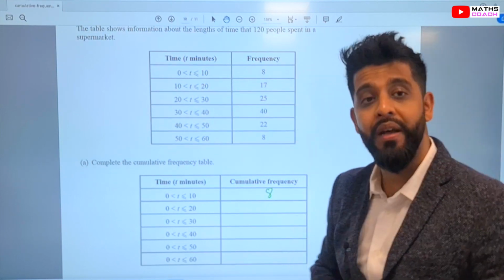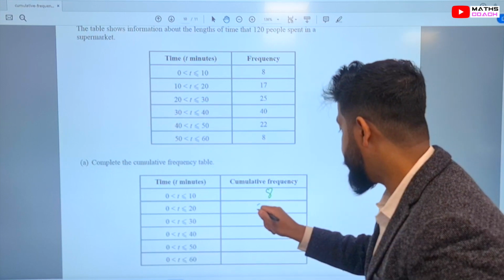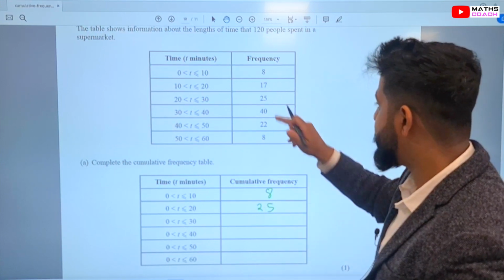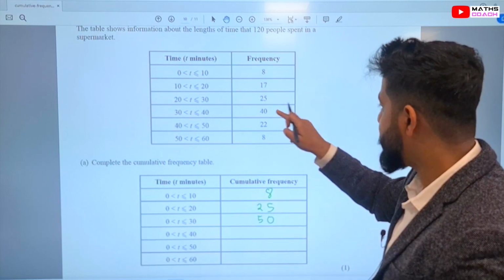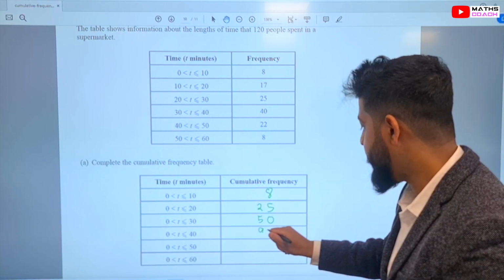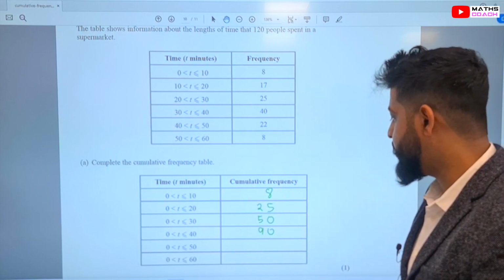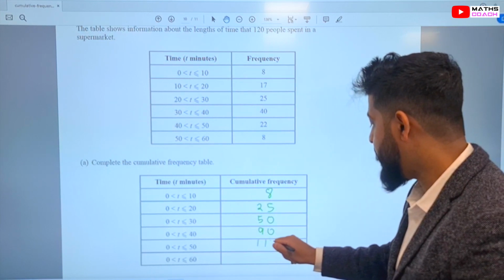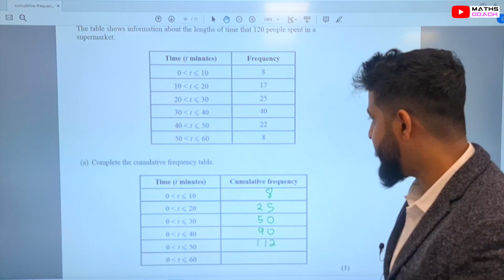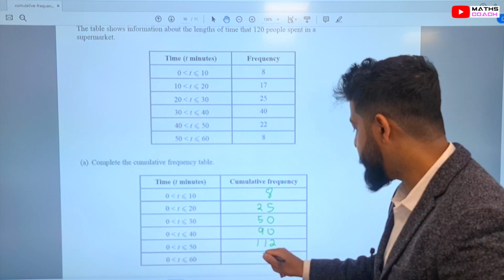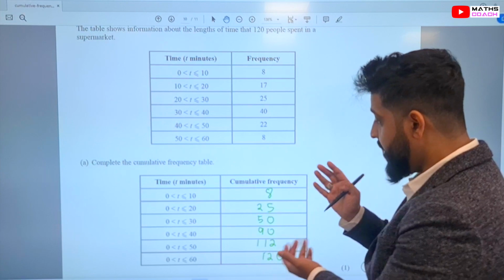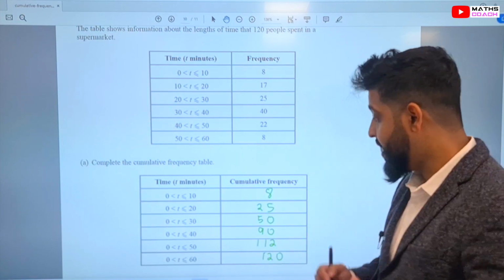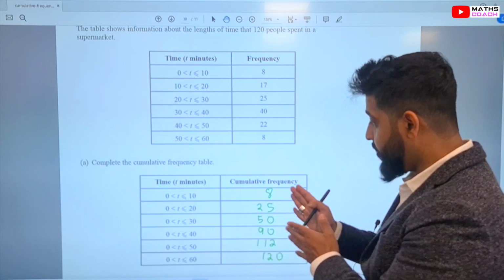So 8 plus 17 is 25. And then you add the next one, which is another 25, which gives us 50. And then you add the next one, which is 40, which is 90. Then you add the next one, which is 22, which is 112. And then finally, you add the last one, which is 8, and you get 120. So this is our column for cumulative frequency completed. All we now have to do is plot these points.